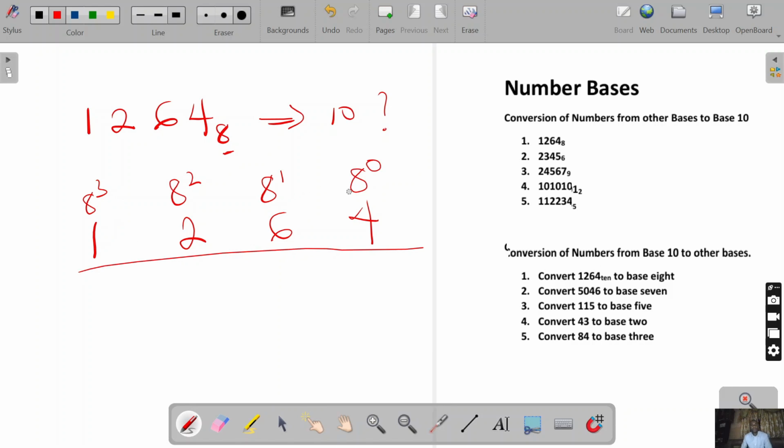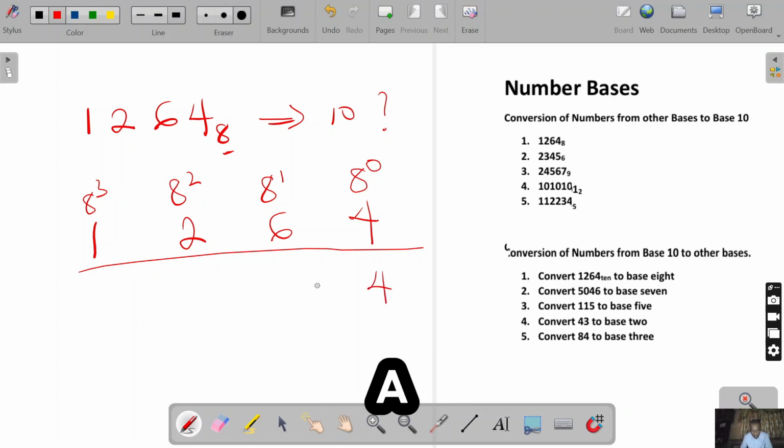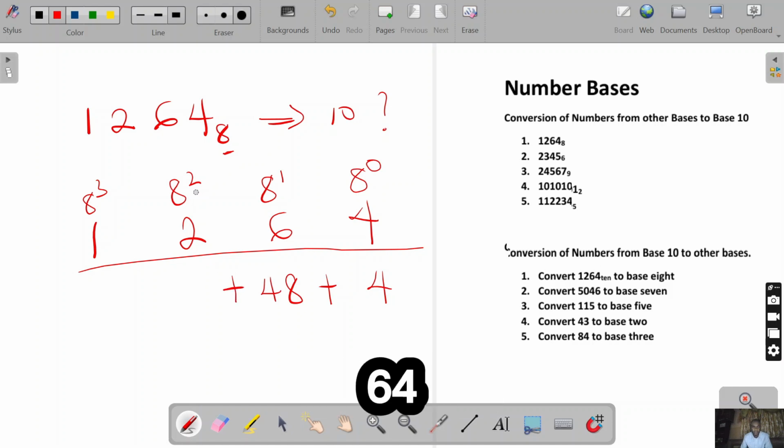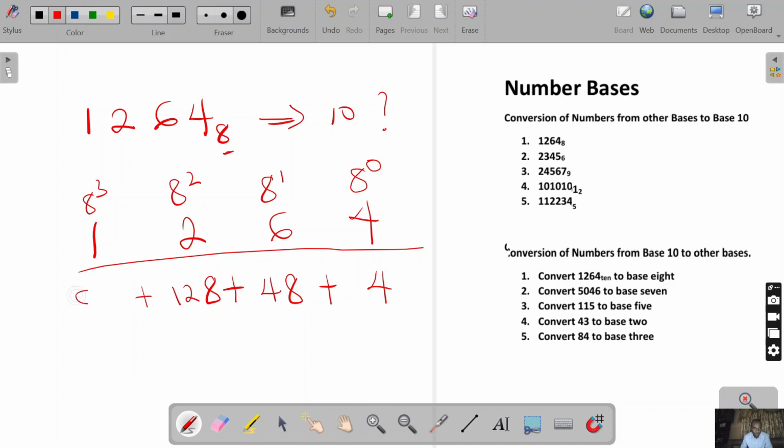Now, any number raised to power 0 from our law of indices is 1. 1 times 4 is 4. I'll write 4 here. I'll put a plus in between. 8 raised to power 1 is 8. 8 times 6 is 48. That's 48. I'll put a plus in between. 8 raised to power 2 is 64. 64 times 2 is 128. I'll have 128 here. And 8 raised to power 3 is 512, 512 times 1 is 512. So I have this.